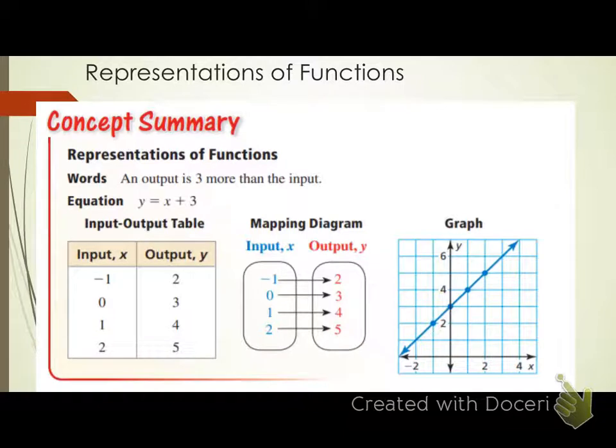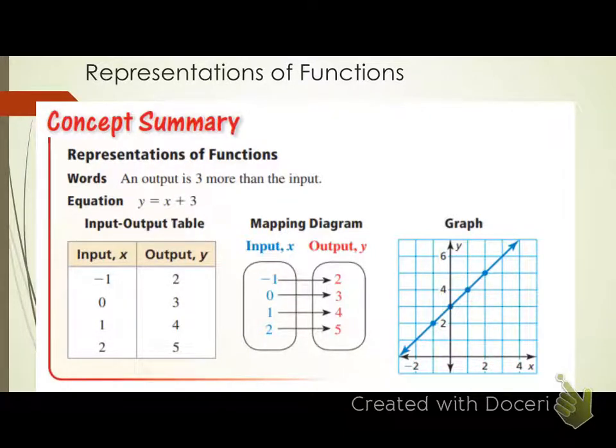And then that can be translated to an input-output table, or just a table of values. If I plug -1 in for X, -1 plus 3 gives me 2, so my Y value would be 2. Plug 0 in for X, 0 plus 3 is 3, so my Y value is 3. So on and so forth. 1 plus 3 is 4, 2 plus 3 is 5.